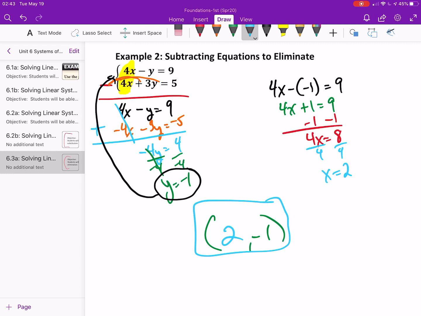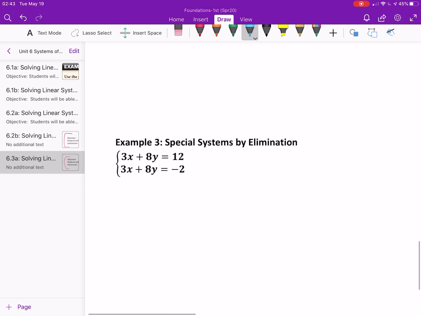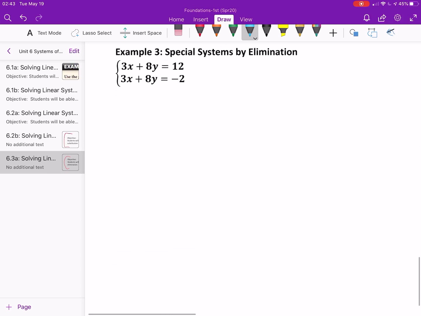All right, let's look at our last example here, example 3. Remember in section 2b, we talked about special systems. And with special systems, we're looking to see, when the variables go away, is the statement true or false? Let's see what happens in this problem. So which way should I go to get something to eliminate here? Should I add or should I subtract?